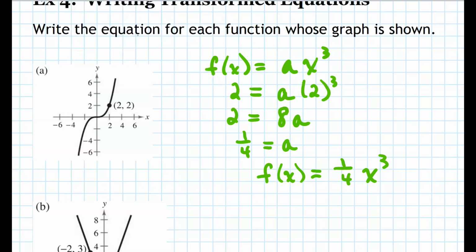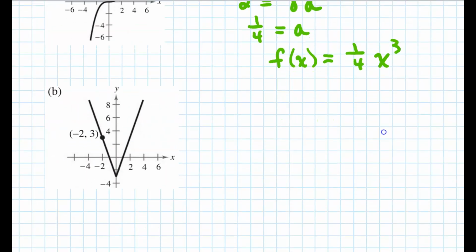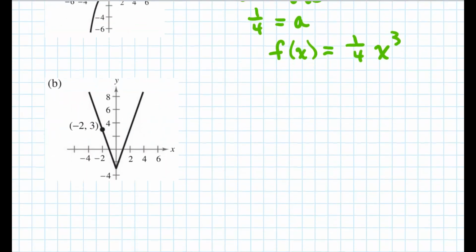All right. And our last example of the day. What do we recognize the parent function as? That is the absolute value of x. Notice the vertex. It is below 0, which means there's a -3 in there.